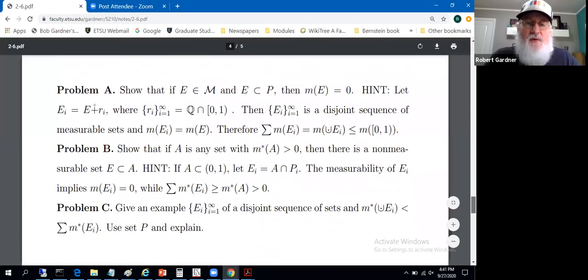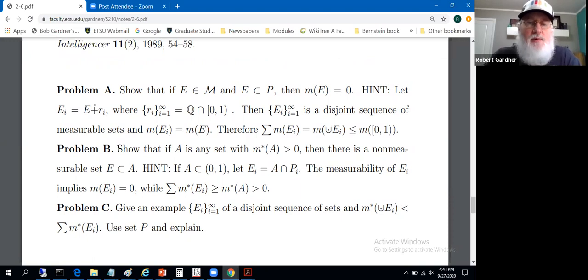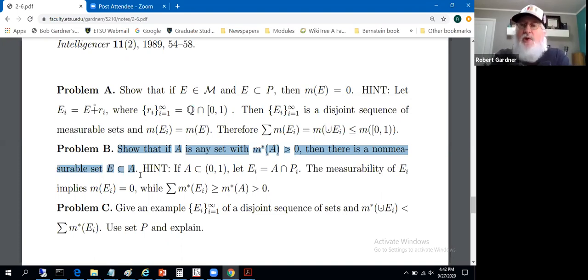I have a handful of homework exercises here that I would assign for this section. I'm not terribly interested in problem A and problem B. Let's read the statement of problem B, though. It says, show that if any set A has outer measure greater than 0, positive outer measure, then there is a non-measurable set, E, a subset of set A. All right, that's bad, because we're going to try to avoid these non-measurable sets.